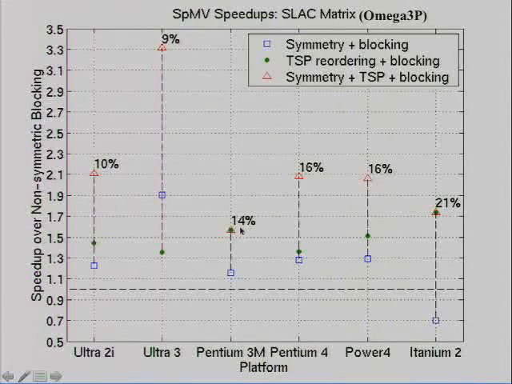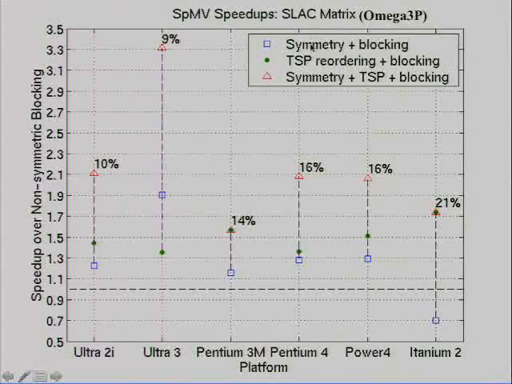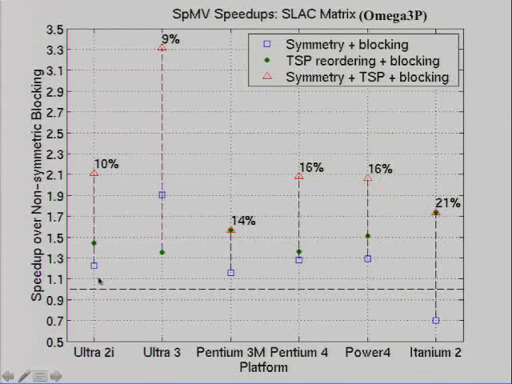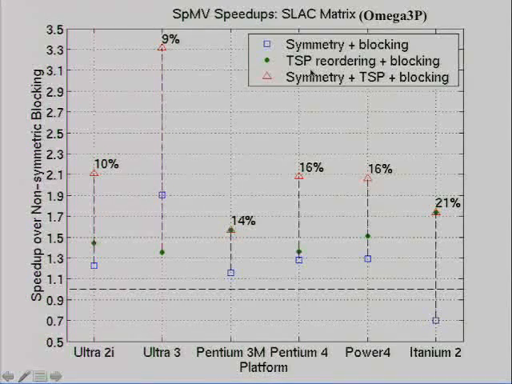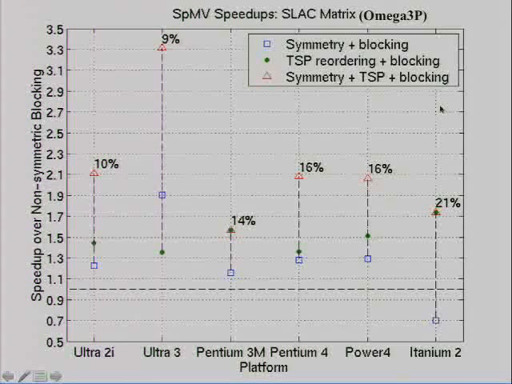And I've sort of broken it down here depending on which optimization you used. There was just symmetry and just blocking. That didn't do so well because there weren't very many large dense blocks in here. And there's if you throw in traveling salesman, and there's if you throw in everything: symmetry and traveling salesman and, well, reordering and blocking. So you had to do all of them to get these speedups.